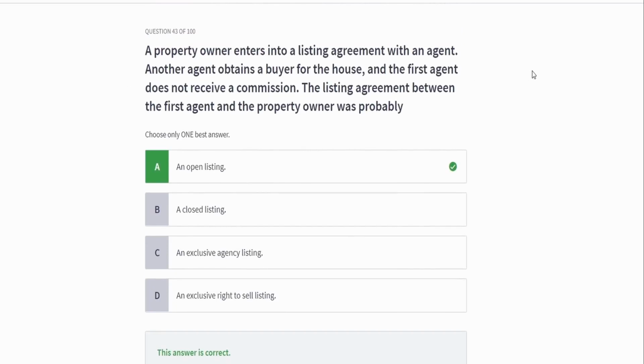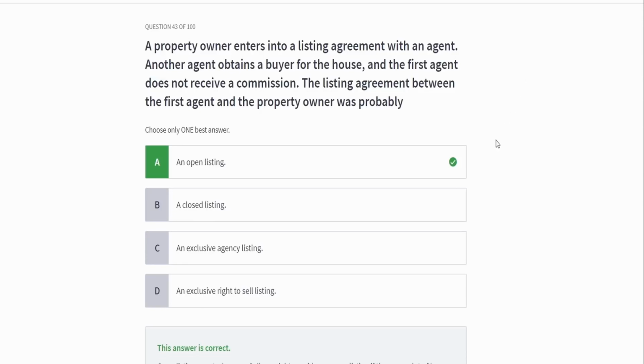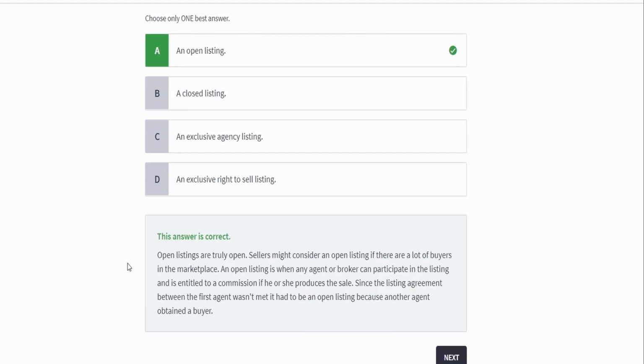If you look at this question, it says here a property owner enters into a listing agreement with an agent. Okay. Another agent obtains a buyer for the house. Red flag number one. And then red flag number two, the first agent does not receive a commission. Knowing those two red flags, we know that it's an open listing because, again, open listings are truly open. So, yeah, it's as simple as that.